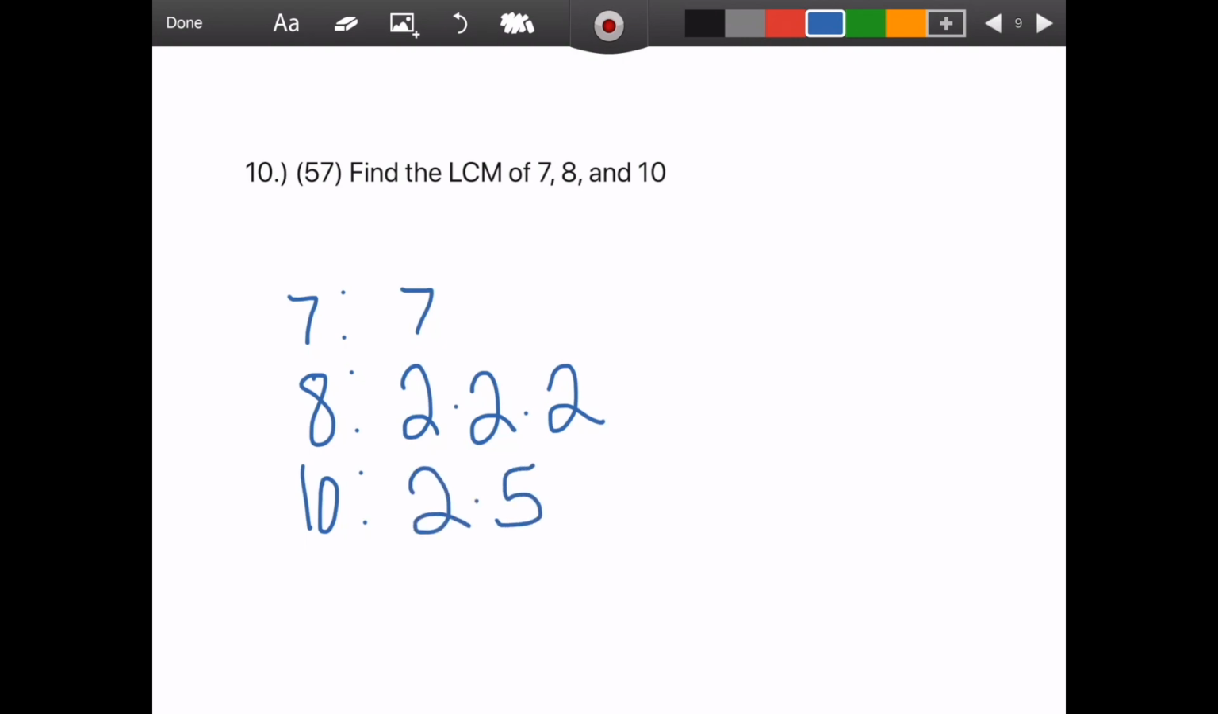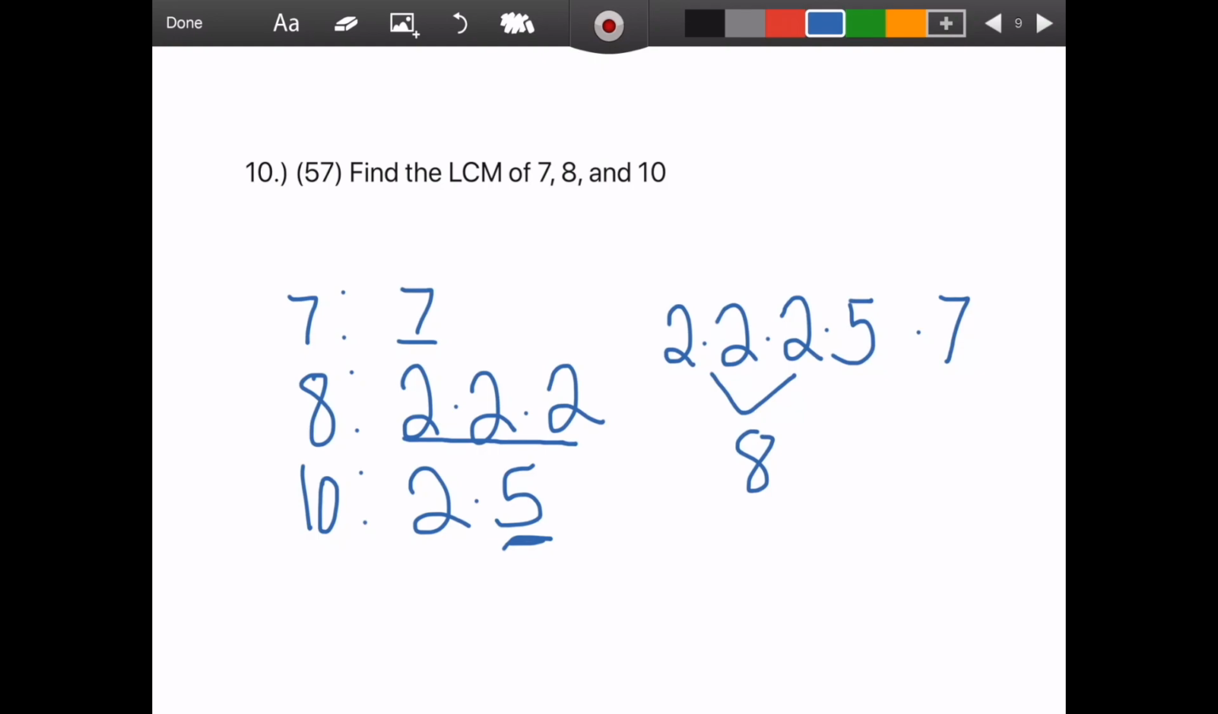Now remember, you want to take every single number you see there, and then if there's duplicates of numbers, you just want to take them the most times you see them in a number. So notice that 10 and 8 both have a 2, but 8 has 3 of them. So in my answer, I'm going to have 3 2s. There's also a 5, so I have to include that. And there's a 7, so that has to be included also. So my final answer is, I know this is 8, and this is 35. So 8 times 35 is going to be 280.